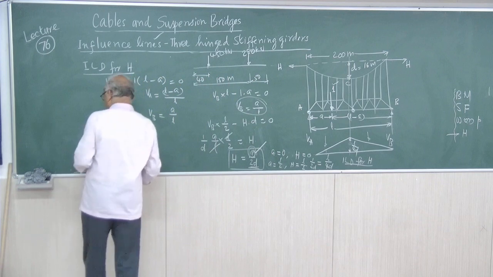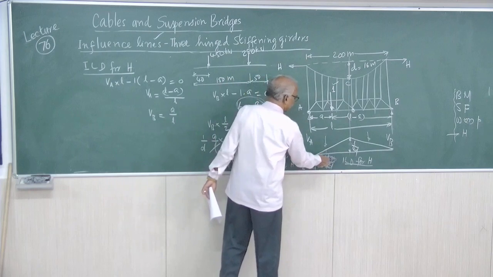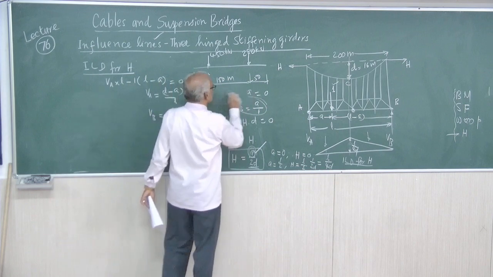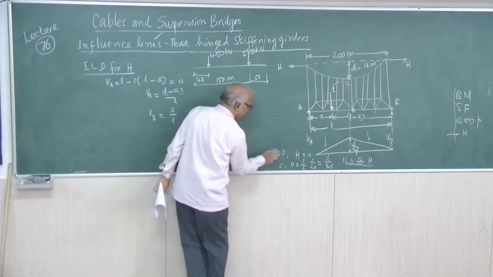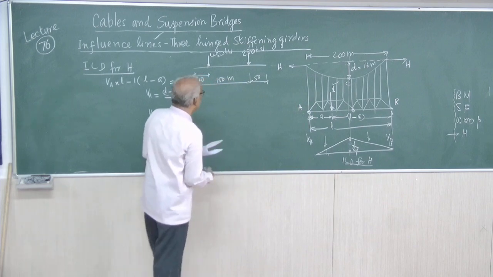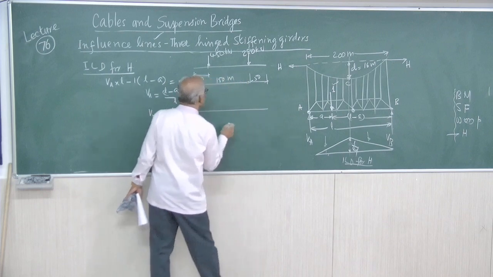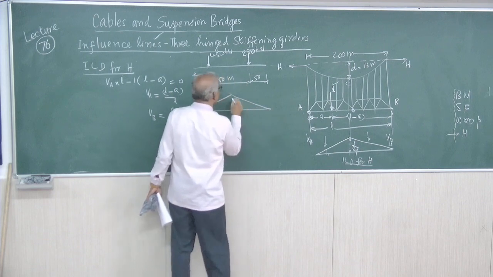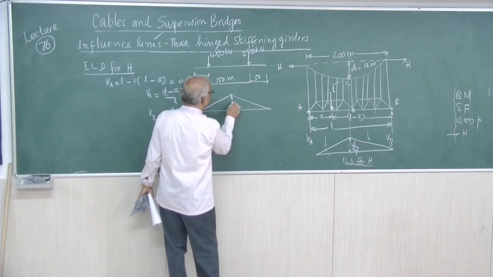Right. Now, if this is the ILD, how to use this ILD for H without the calculation that I have done earlier? How to find out the horizontal tension? We know the horizontal tension that we have calculated earlier was 1000 kilonewton. So here the influence line for the horizontal tension is a triangle. Maximum ordinate is L by 4D.